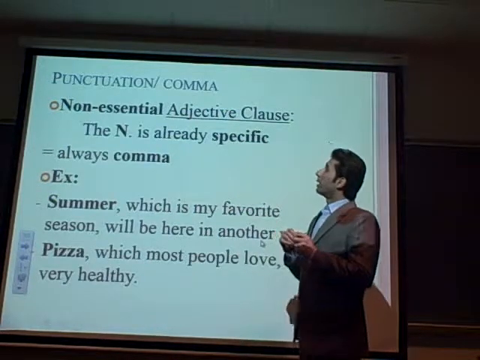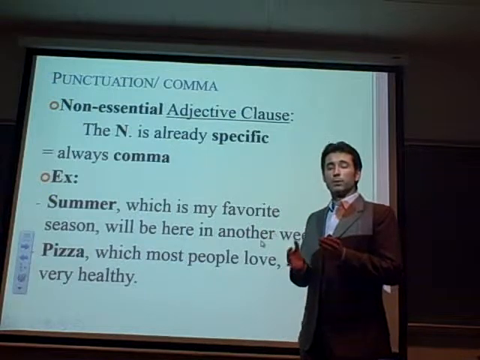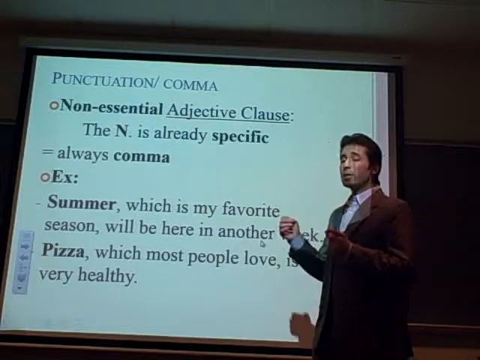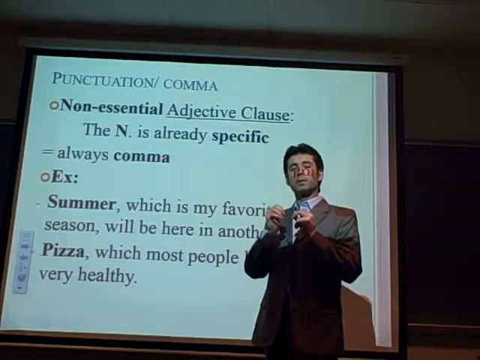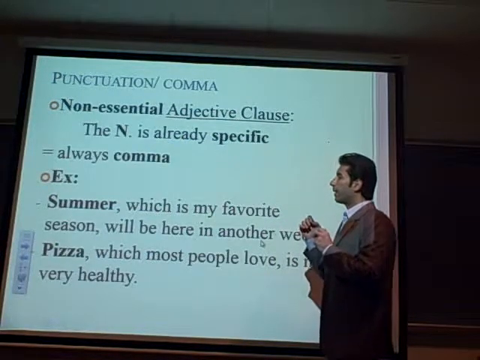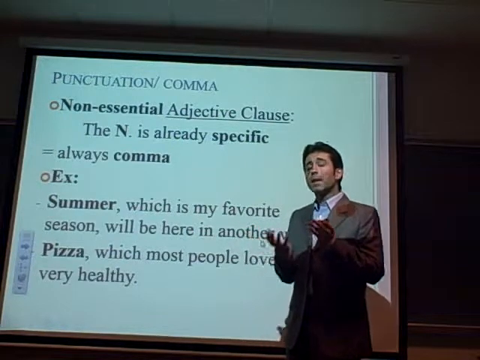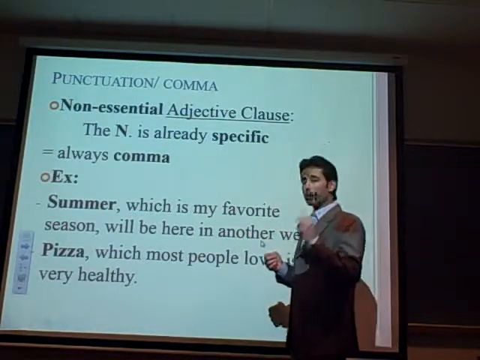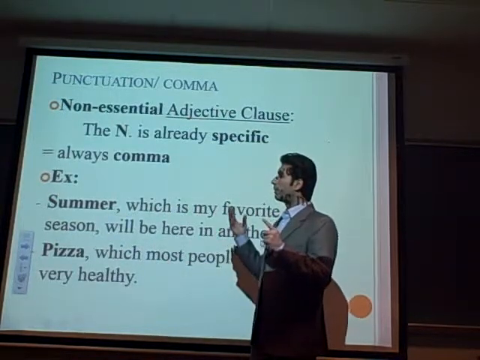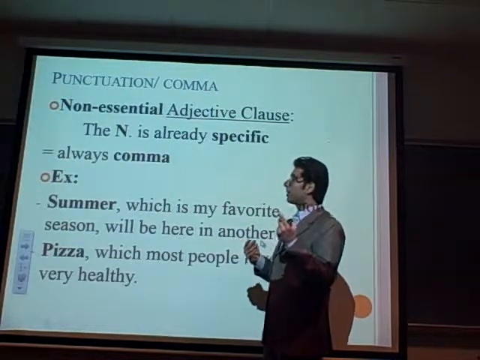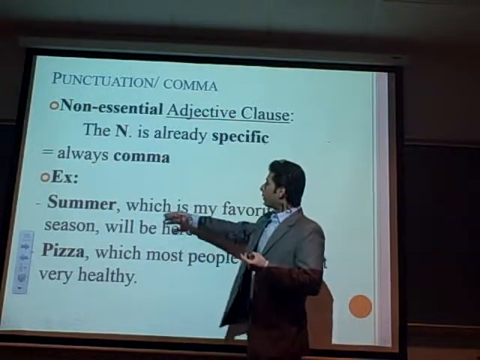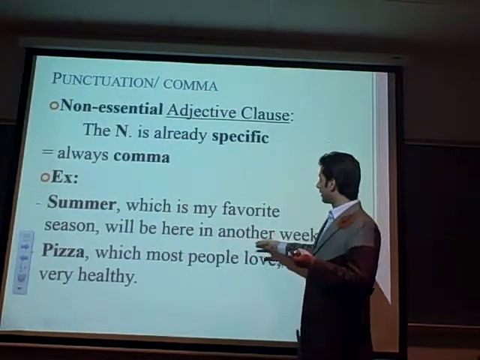The second thing is non-essential or non-restrictive or non-identifying adjective clauses. The noun is already specific. We are talking about something specific that we are familiar with, we know. So we use the adjective clause as extra information. For example, summer. We have only one summer in the year. So we have 4 seasons: winter, fall, spring, and summer. Summer, which is my favorite season, will be here in another week.